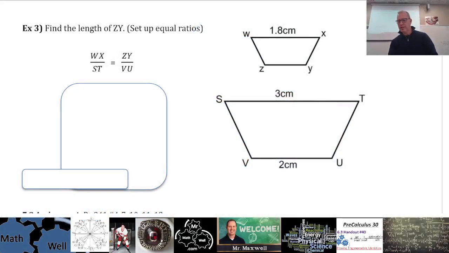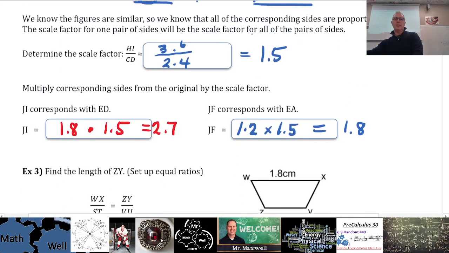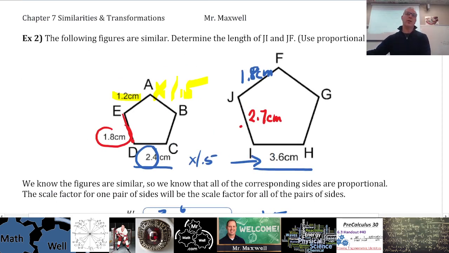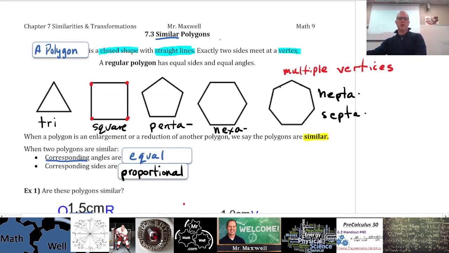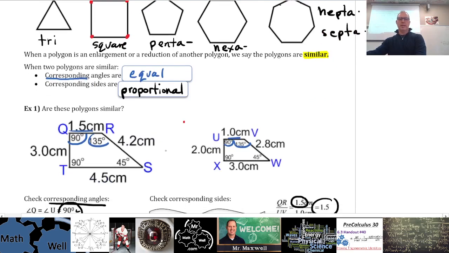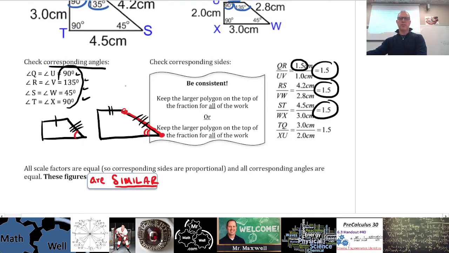All right, so as we move into 7.3 part 2, we're just going to finish up this last page. And we worked yesterday on scale factors, right? We talked a lot about what a polygon was, what a closed shape was, what a vertex was, what proportional meant. And we determined factors.